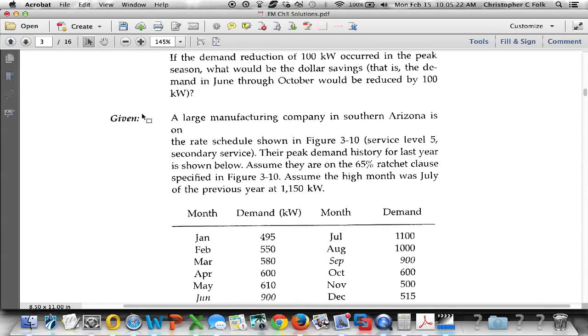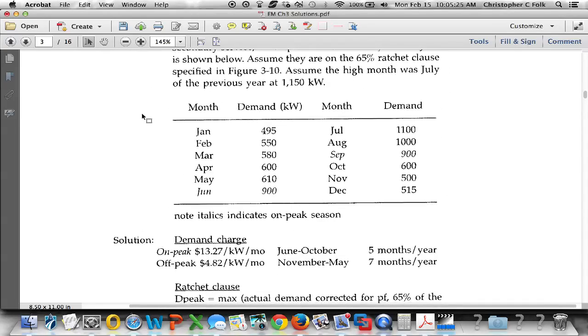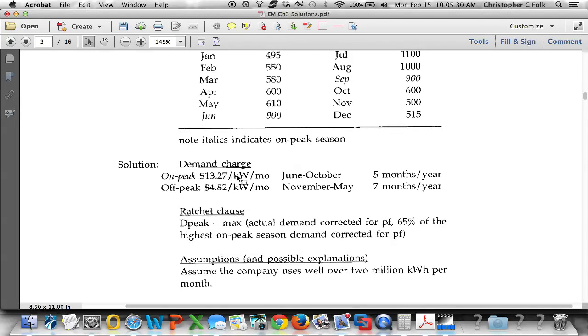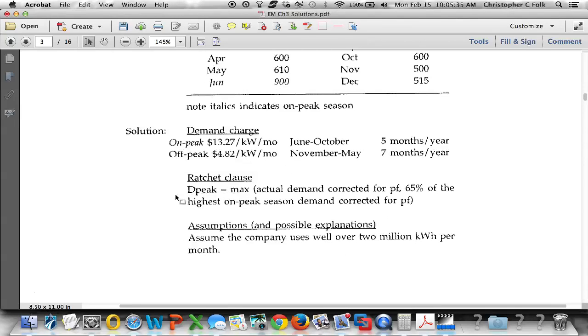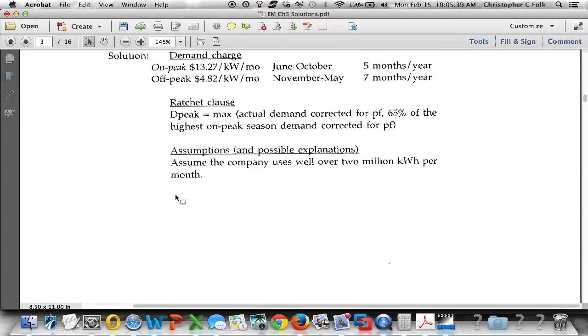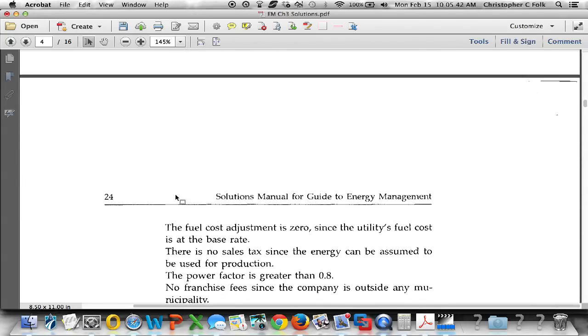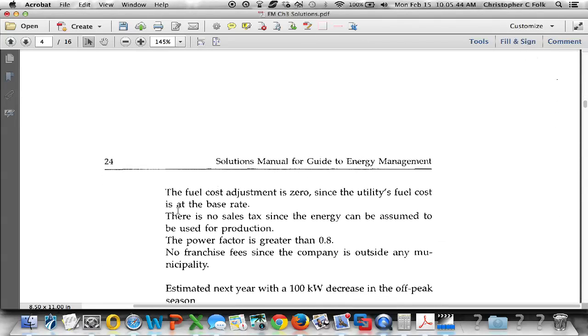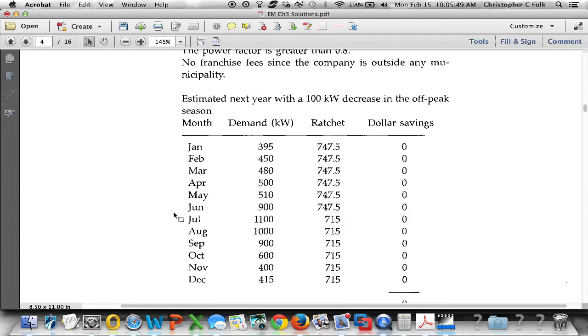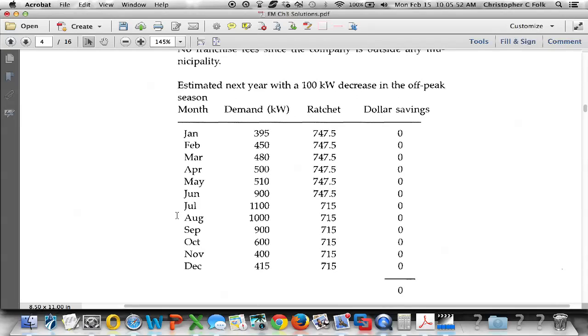Notice the explanation is shown. Again, he gives us the charge. The rates, $13.27 a kilowatt for the on-peak, $4.82 for the off-peak. And then he discusses again what the ratchet clause is and the assumptions. Assumptions are, again, the company uses well over 2 million kilowatt hours per month, no fuel cost adjustment, power factor is greater than 8, and he gives us what things would look like, the estimated next year if the 100 kilowatts decreases in the off-peak season.